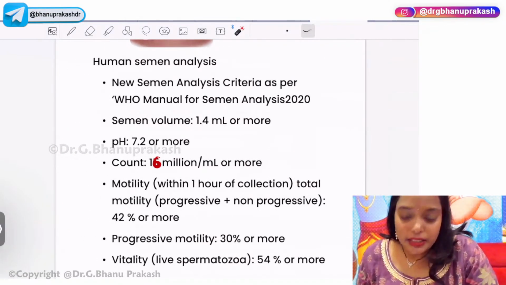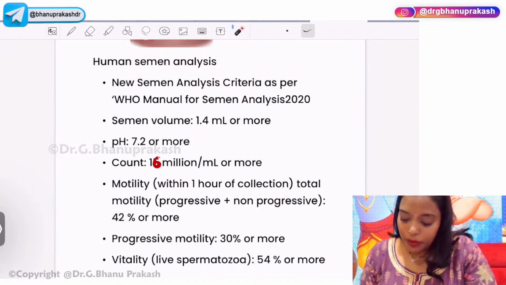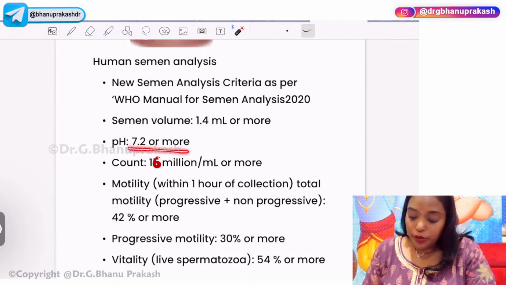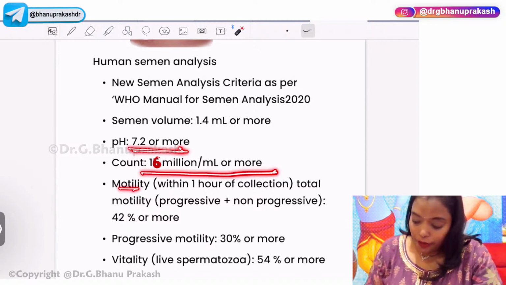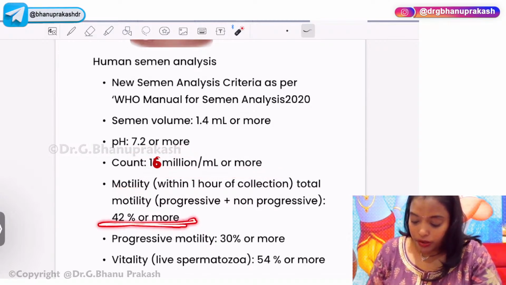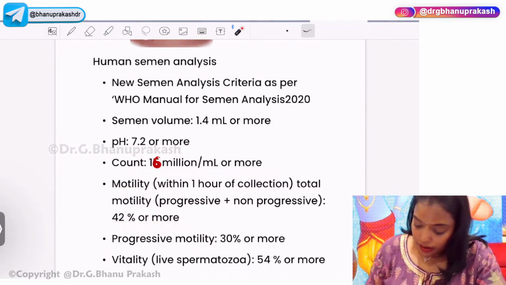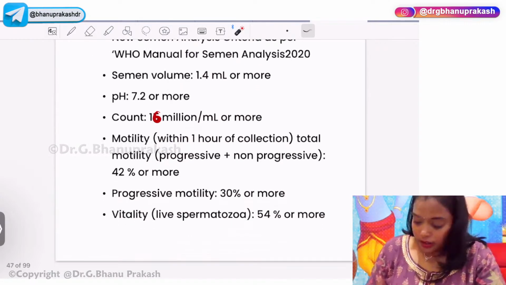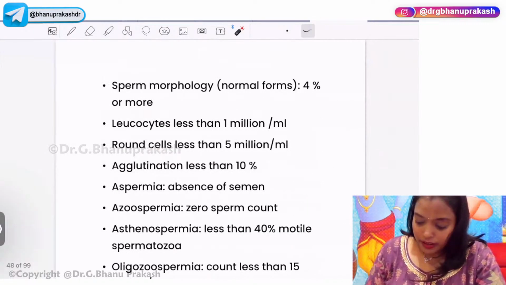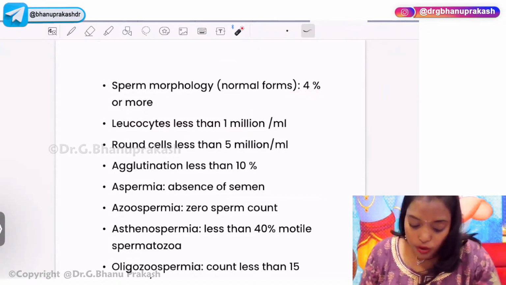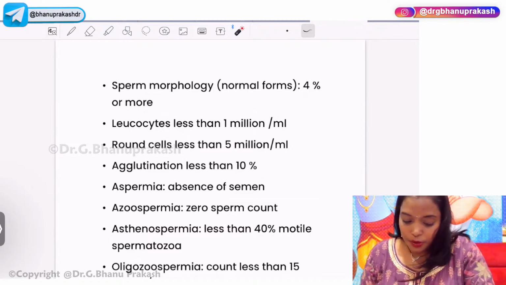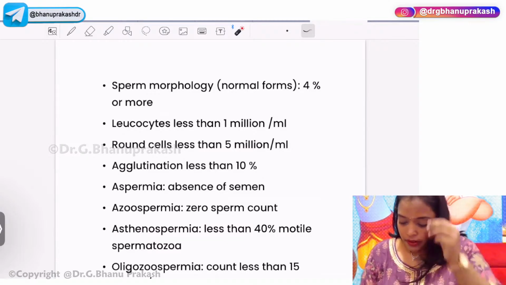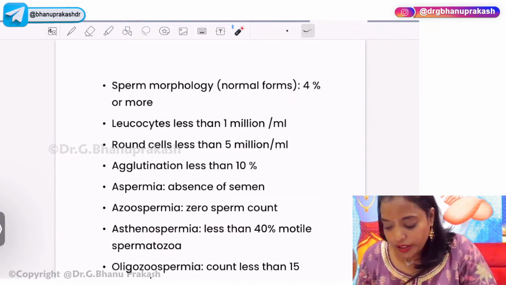Coming to semen analysis, as per the new criteria: normal semen volume should be 1.4 ml or more. pH should be 7.2 or more. Count 16 million per ml. Motility 42% or more. Progressive motility 30%. Vitality 54%. Morphology 4%. Leukocytes should be less than 1 million per ml. Round cells less than 5 million. Agglutination less than 10%.